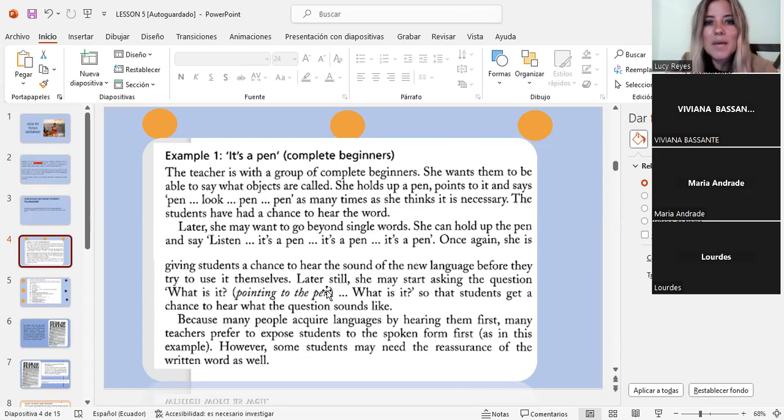Later still, they may start asking the question, what is it? After that, the teacher asks, what is it? Pointing to the pen, right? What is it? So the students get a chance to hear what the question sounds like. Because many people acquire languages by hearing them first, many teachers prefer to expose the students to the spoken form first, as in this example. However, some students may need the reassurance of the written word as well.